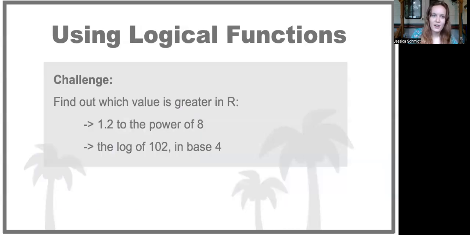And once you've done that, I have one more little challenge for you. And again, as a reminder, the challenge solutions are provided in my R code in the folder for this week, if you ever need to reference it. So your challenge is find out which value is greater in R. We're going to be using our Boolean, so we're going to expect a true or false. So think about that when you're setting it up. So 1.2 to the power of 8, or the log of 102 in base 4. So give that a go.